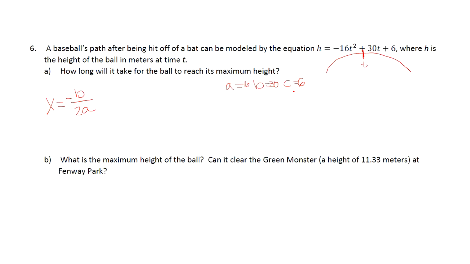So if I plug in to find my negative b over 2a, that would be negative 30 over 2 times negative 16, right? Because b is 30, negative with it, and then 2 times my a, which is negative 16. So I ultimately will get negative 30 over 2 times negative 16, which is negative 32. And if I divide that, I will get approximately 0.9375.